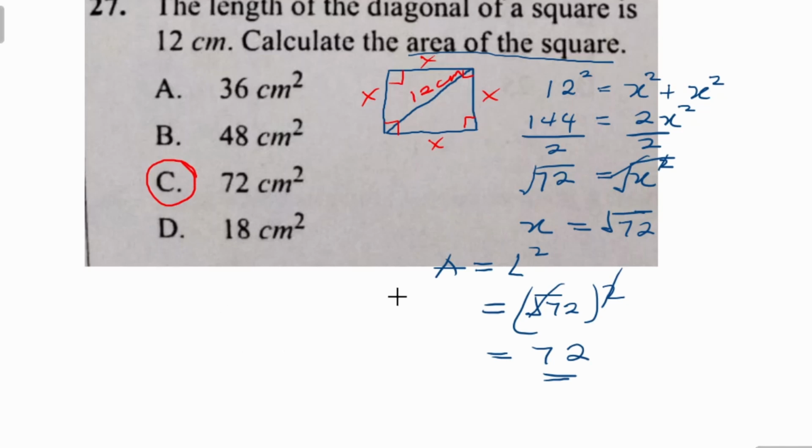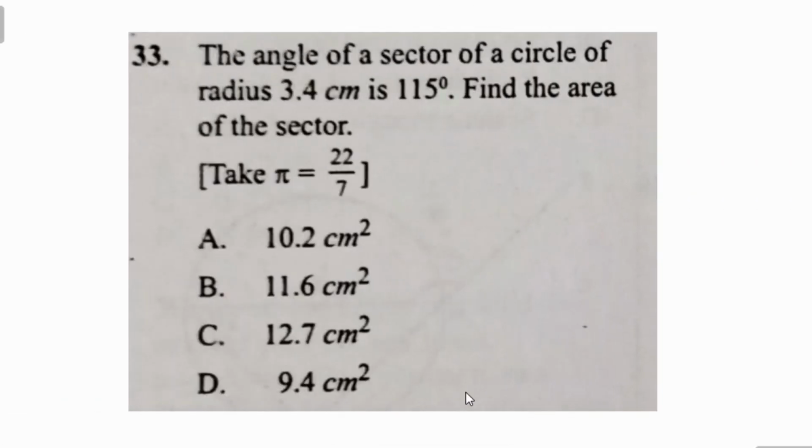Let's move on to the next question, question 33. Question 33 reads that the angle of a sector of radius 3.4 centimeters is 115 degrees. Find the area of the sector. This question gives us the radius of the circle as 3.4 centimeters and the angle of the sector, which is 115 degrees, and we have to find the area of the sector, and that is where we start solving the question from.